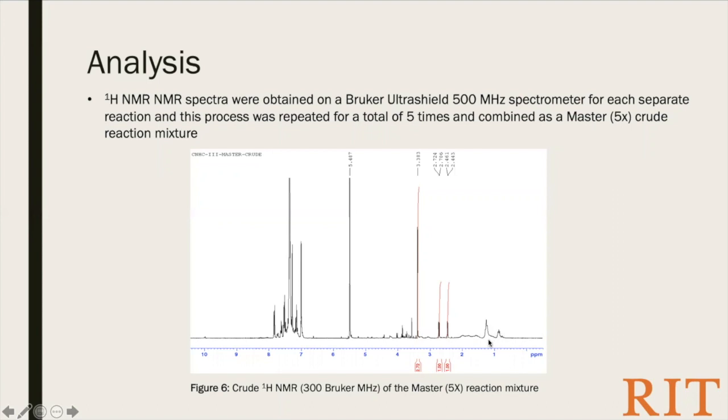These are the hexane peaks, which is the solvent that did not fully come off after vacuum. So this is our crude NMR of our reaction mix, master 5 times reaction.